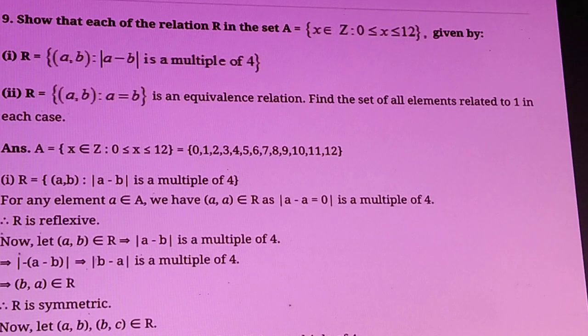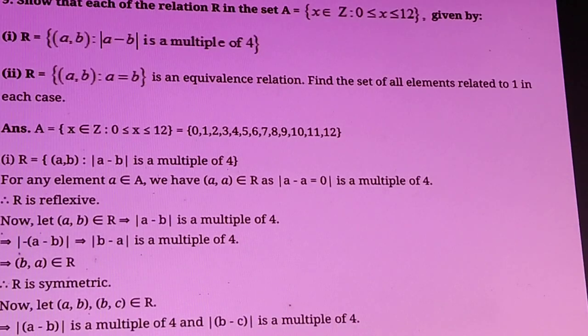Now let (a, b) and (b, c) belong to R. So |a − b| is a multiple of 4 and |b − c| is a multiple of 4.